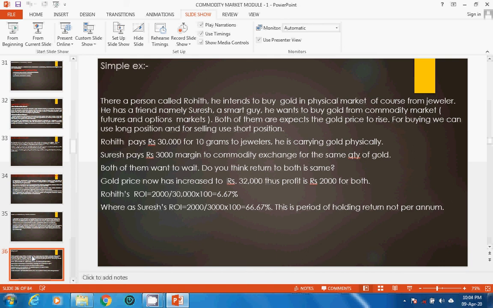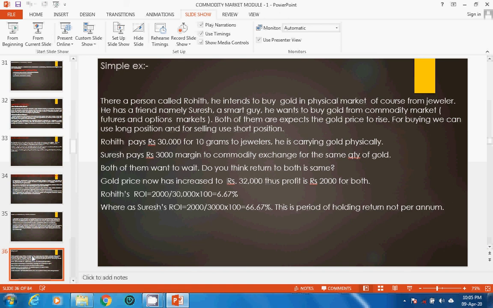Rohit pays 30,000 for 10 grams to the jeweler. He is carrying gold physically. Suresh pays 3,000 margin to the commodity exchange for the same quantity of gold, that is 10 grams. See the difference. Rohit is paying 30,000 rupees for 10 grams because he is going to purchase the gold from the jewelry shop. Physically he is carrying the gold, so that is a greater disadvantage. Whereas Suresh pays only 3,000 margin to the commodity exchange for the same quantity of gold. But both of them want to wait. Do you think the return to both of them is the same?